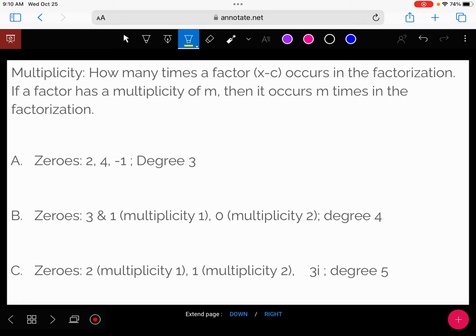This is called multiplicity, and this is really what we're talking about today, is multiplicity, which sounds like a movie title. I believe it may have been a movie in the 90s.